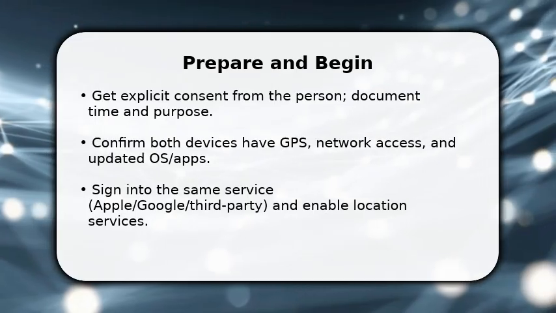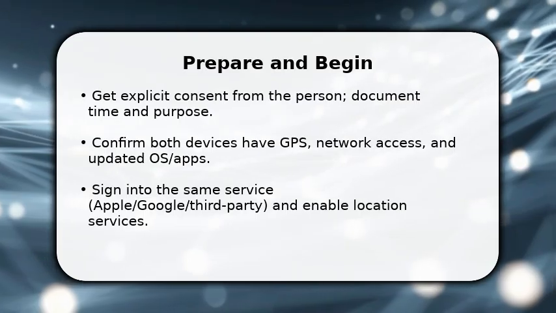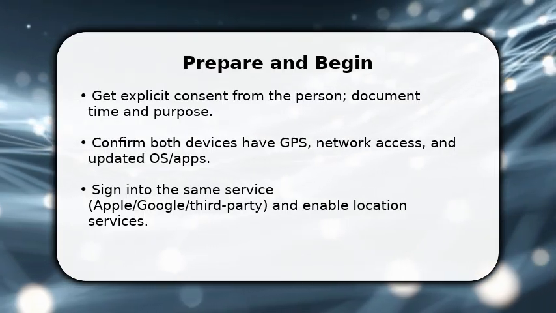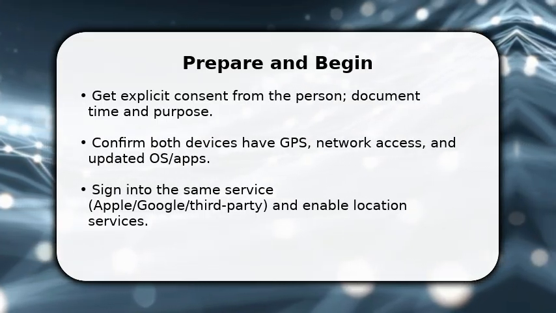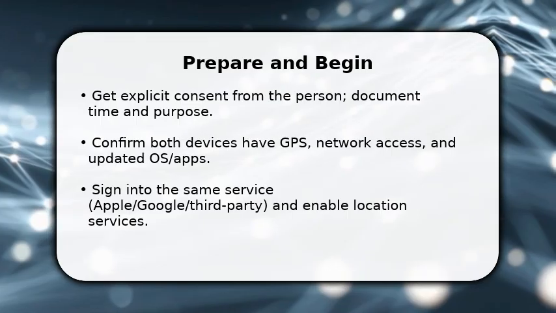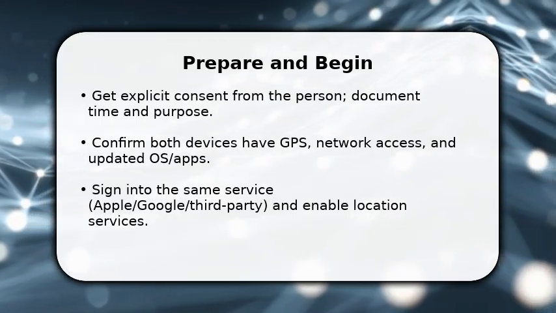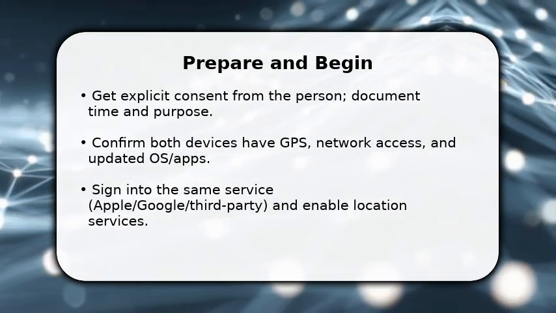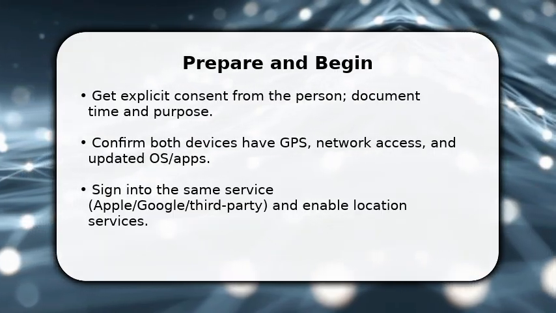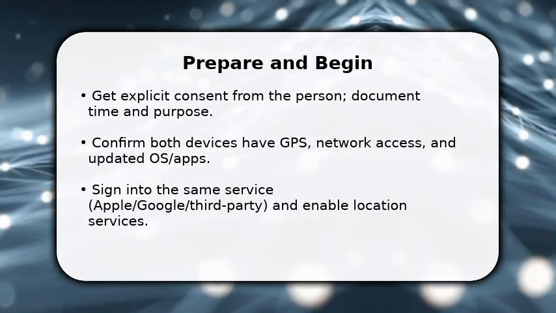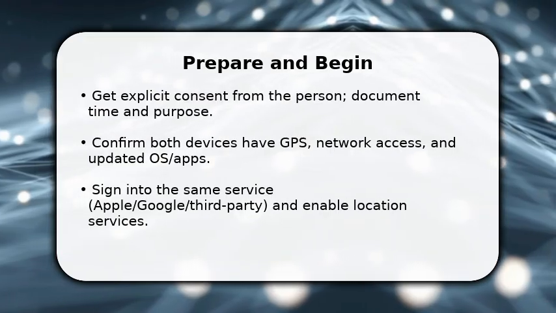You start by getting clear, informed consent, say why and for how long. Once done, confirm both devices support GPS and have cellular or Wi-Fi connectivity and up-to-date apps. Next, make sure location services are enabled at the system level so the platform can use GPS. Finally, sign into the same trusted account or invite the person to share location through a reputable service.